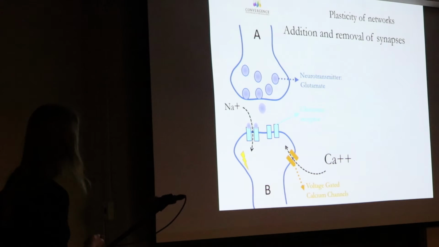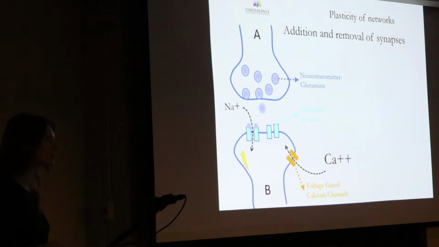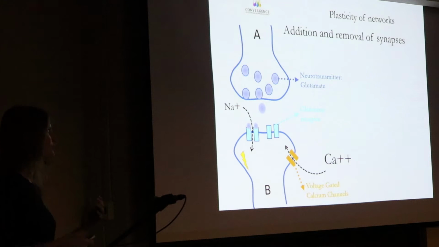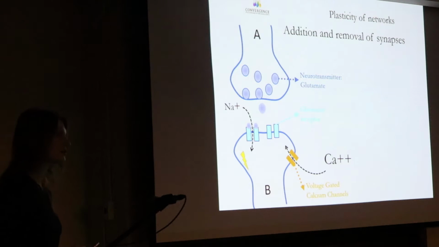All right, so now calcium is also very important for plasticity. So we've been talking a lot about just neurons sending information to each other, but this is not everything that the brain does. Your brain allows you to remember things, your brain allows you to learn things, your brain allows you to process new information. So how does it do that?